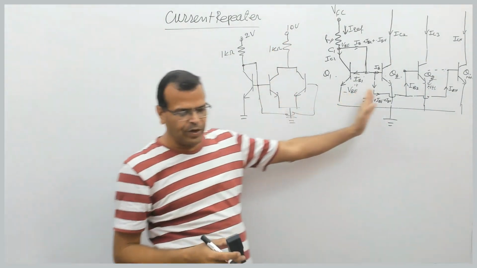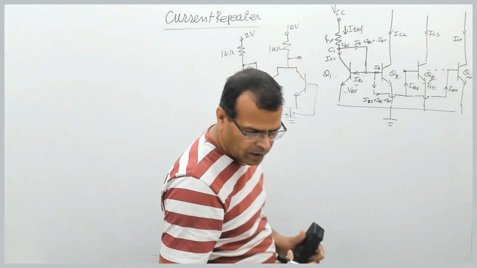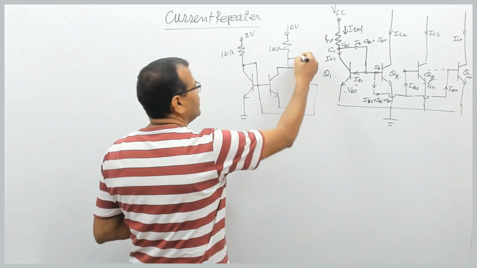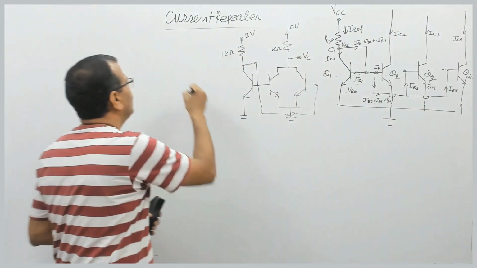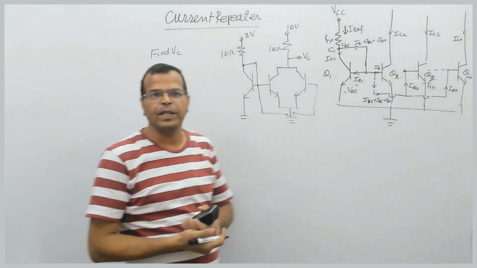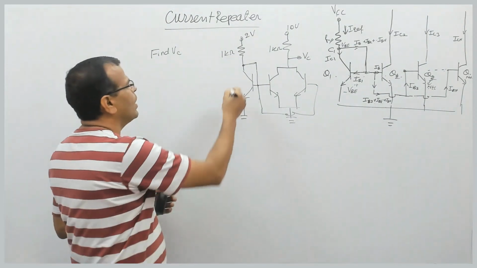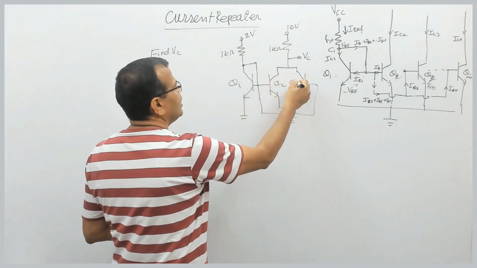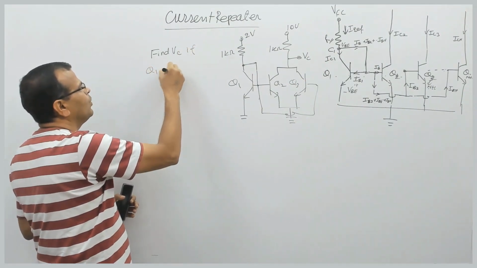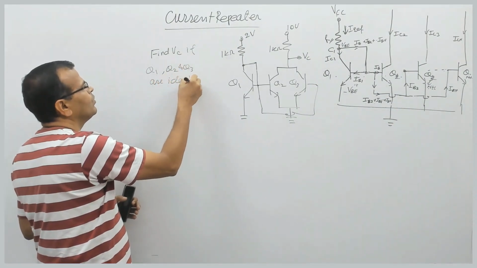The question was you had to find the voltage VC. This is voltage VC. The question was find VC. And one thing was given to you, Q1, Q2, Q3: find VC if Q1, Q2 and Q3 are identical. That was given to you.